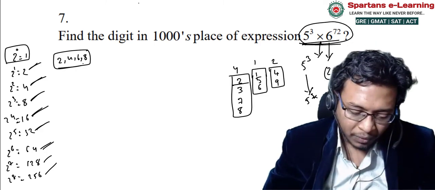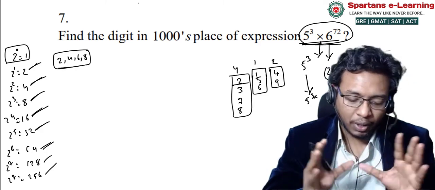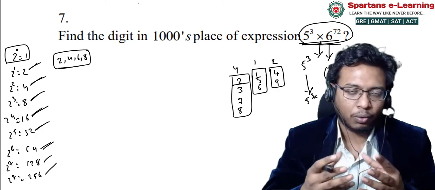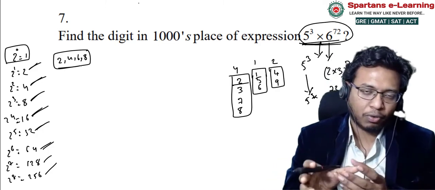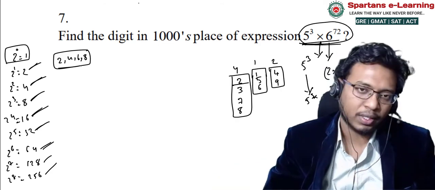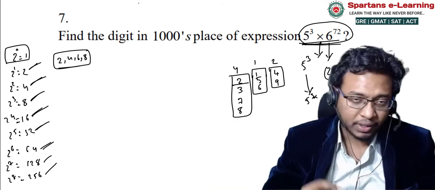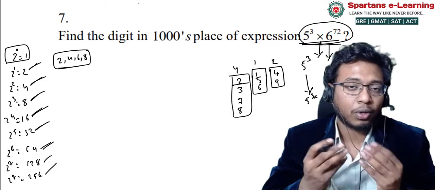That means for every 4 powers of 2 you take, it will be 2 4 8 6, and the next 4 will again be 2 4 8 6, like that. That's why I said the cycle gets repeated after every 4 terms.